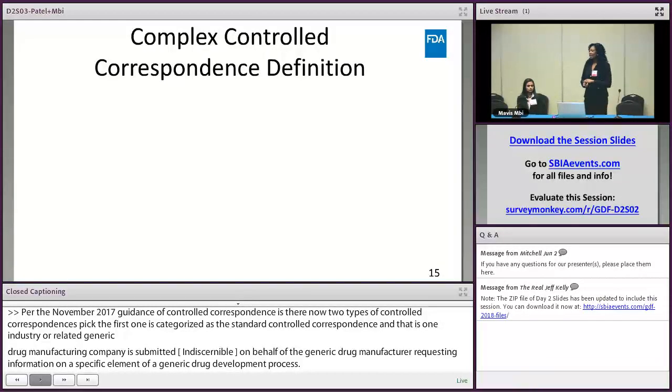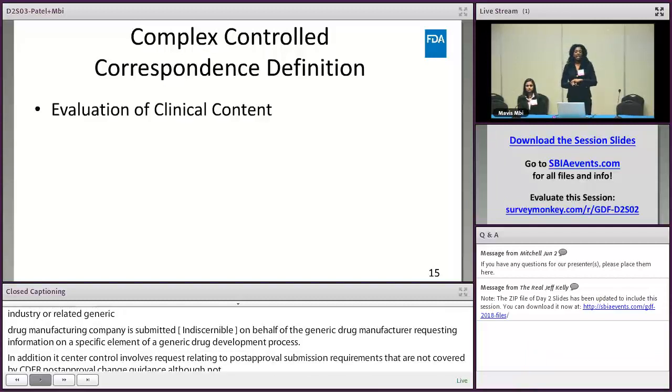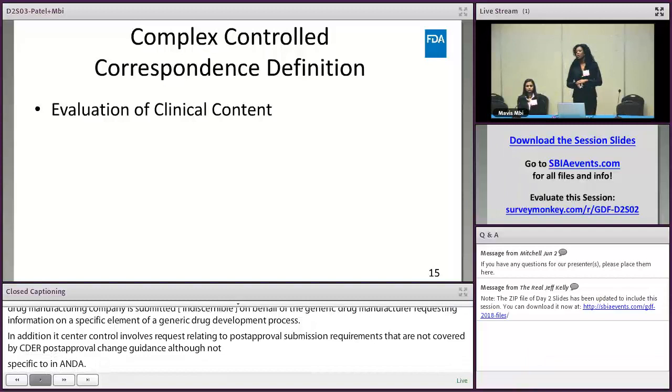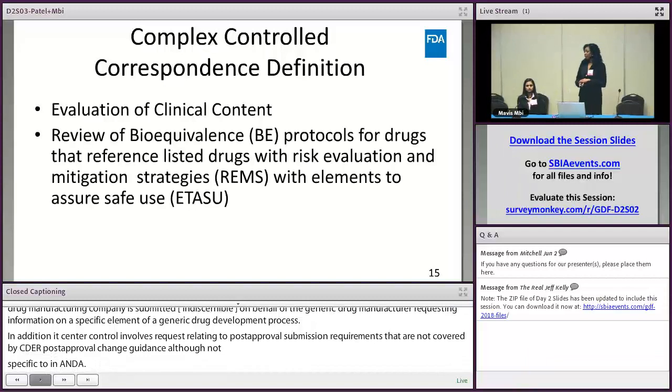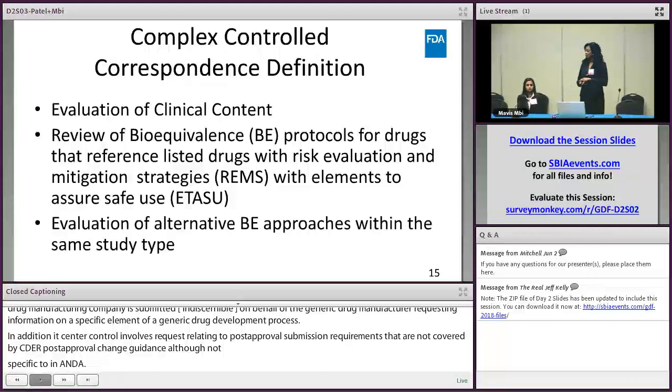The second category for a control is categorized as the complex control, and those involve requests relating to the evaluation of clinical content, review of bioequivalence protocols for drugs that reference listed drugs with risk evaluation and mitigation strategies with elements to assure safe use, and evaluation of alternative BE approaches within the same study type.